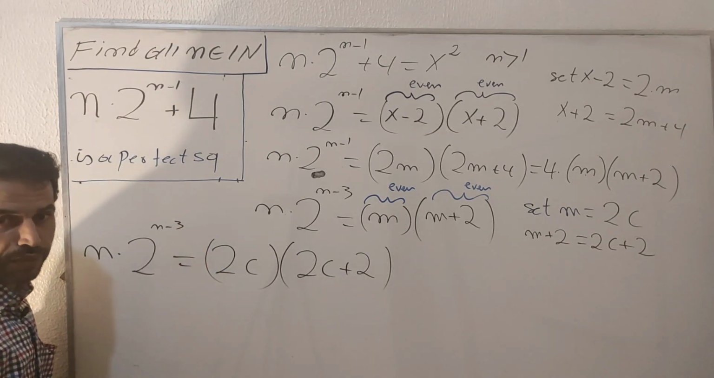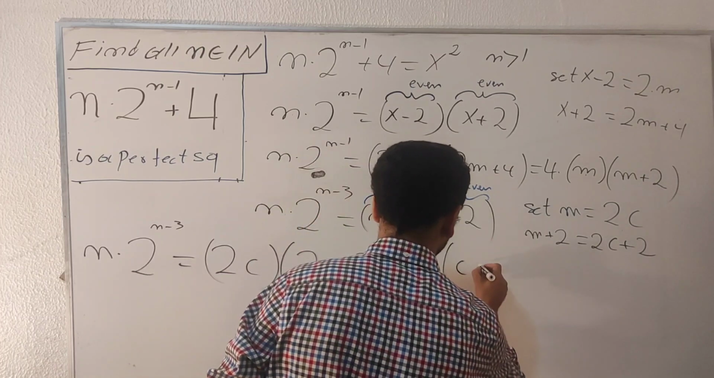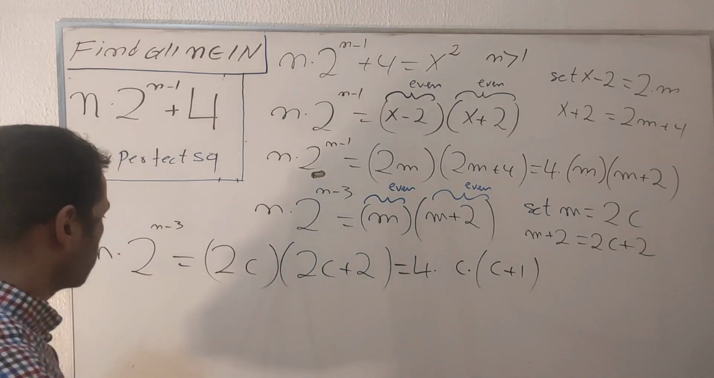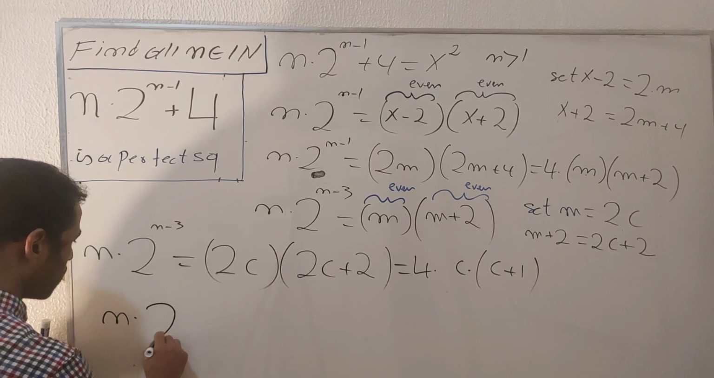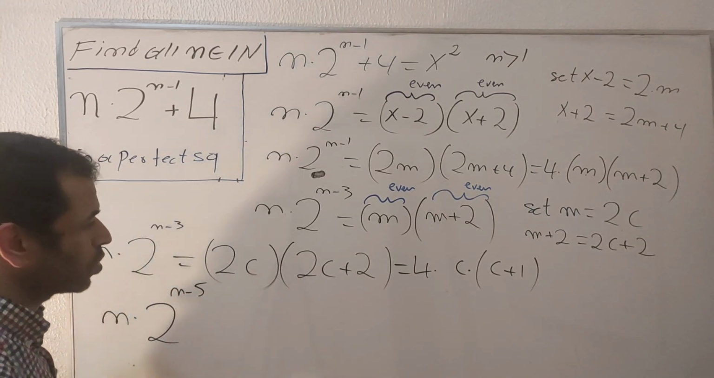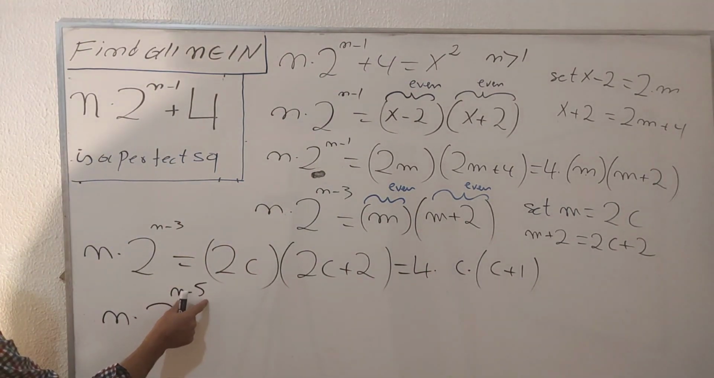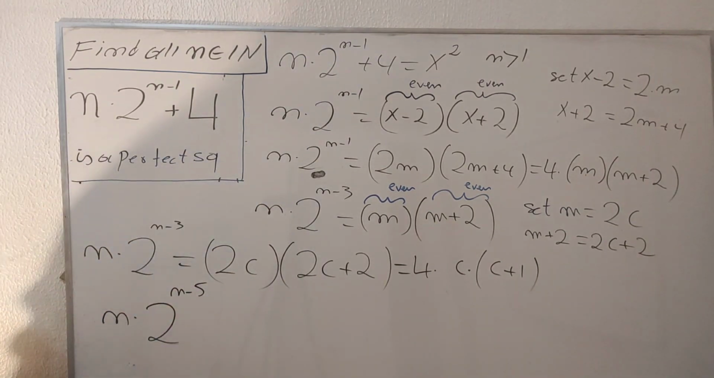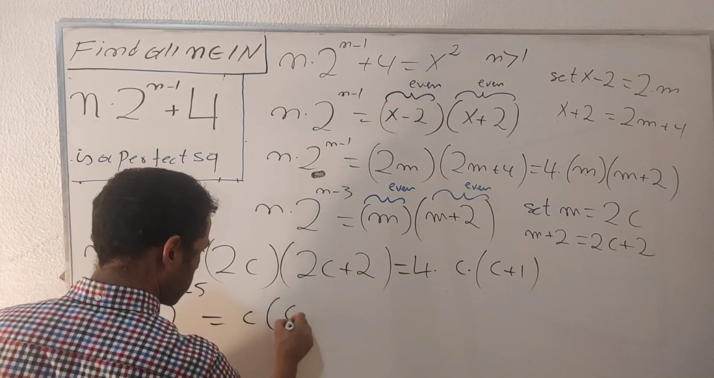Let's take number 2 out of this one, take number 2 out of this one, and make number 4 a common factor. So I will get here 4 multiplied by c multiplied by c plus number 1. Okay, then divide both sides by number 4. I get n multiplied by 2 to the n minus 5, because this 4 is the same as 2 squared. So we are going to decrease this exponent by number 2 because we are dividing by 2 squared, so equals c multiplied by c plus number 1.